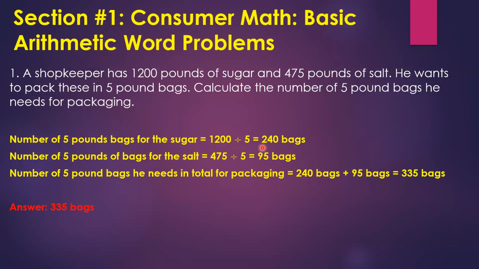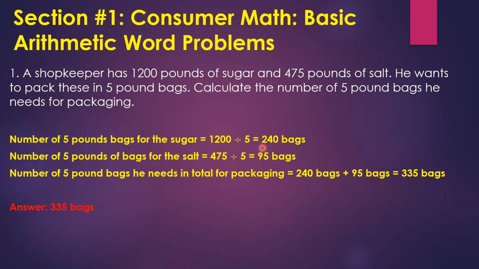Okay. Read the question. A shopkeeper has 1,200 pounds of sugar and 475 pounds of salt. He wants to pack these in 5-pound bags. Calculate the number of 5-pound bags he needs for packaging. Good. Read it one more time just so you can understand what's happening. A shopkeeper has 1,200 pounds of sugar and 475 pounds of salt. He wants to pack these in 5-pound bags. Calculate the number of 5-pound bags he needs for packaging.